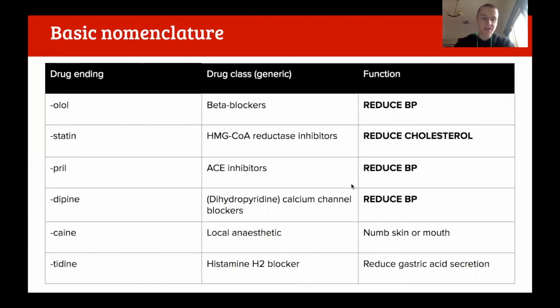All right, so here's some basic nomenclature summarized in a convenient table. We all know med kids love tables. So I've put the first 4 in bold here, and that's because they have similar function, and you'll hear about these guys over and over and over again. They're probably some of the most abundant medications. We'll start with beta blockers. Olol is probably the most common suffix you will see on medical charts. It's everywhere. So these guys are beta blockers, specifically beta adrenoceptor blockers, and their function is to reduce blood pressure. Same with ACE inhibitors and these calcium channel blockers.